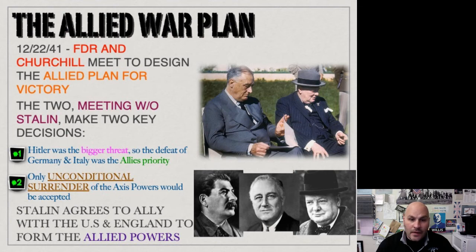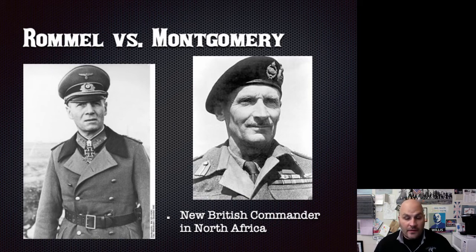Again, this is mainly because of Operation Barbarossa and Hitler trying to invade the Soviet Union. And now you have the Soviets, the Americans, and the British all fighting on the same side. So again, from this slide, you need to know the two biggest parts of the war plan. Number one, that the main part of the war needs to be fought in Europe. You have to defeat Hitler and Mussolini first, and then unconditional surrender is the only way that this war would end. So that takes us to North Africa.